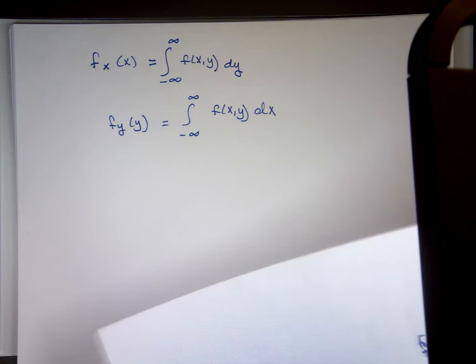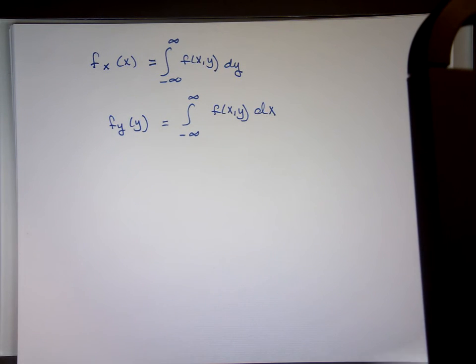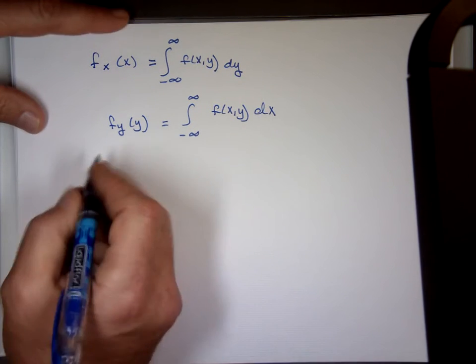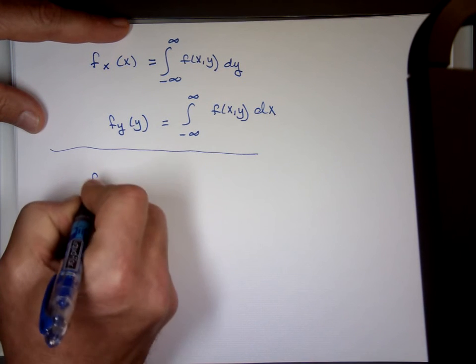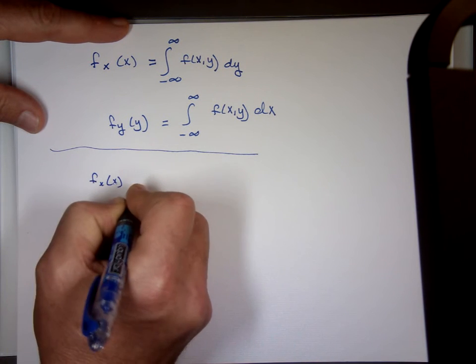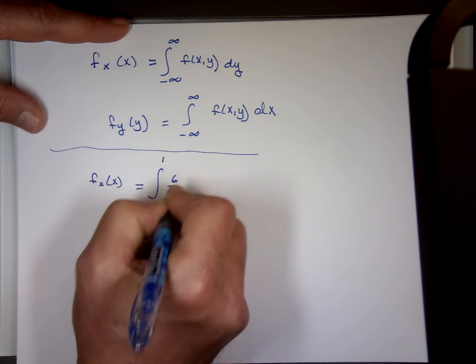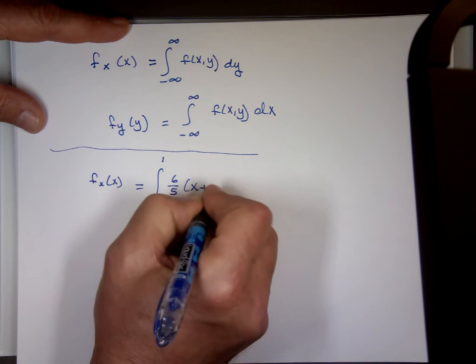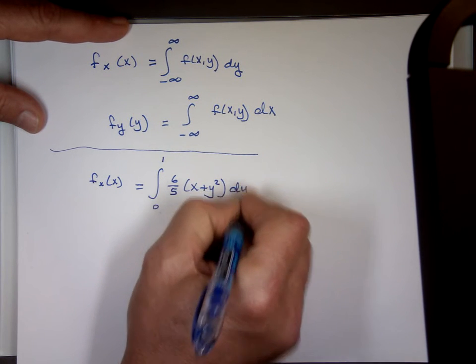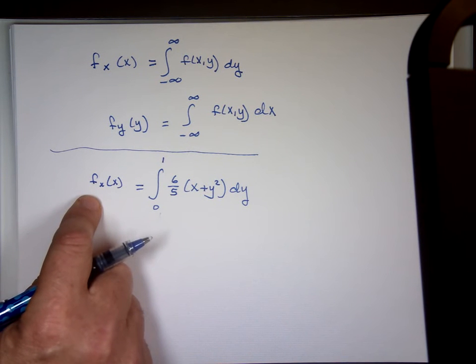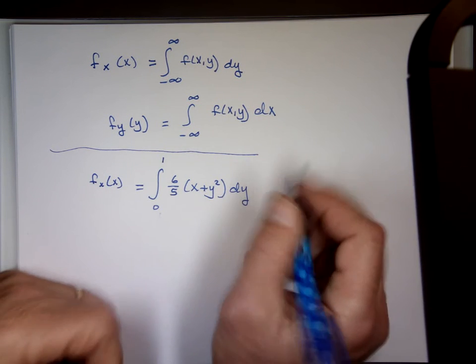So for the example we just did, feels like a calc class, huh? For the example we just did, if I want to find f of x, remember your y value is going from 0 to 1, 6 over 5, x plus y squared with respect to y. Your answer should be as a function of x. That's what your function should be. It's not going to be a number. It's going to depend on the value of x. You tell me how long, and I'll tell you what the answer is.